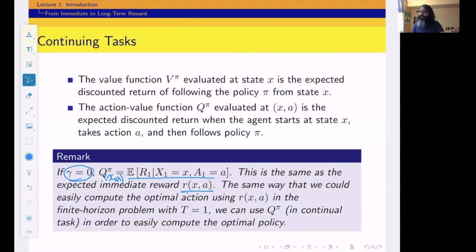When we had R of x and a, we could easily compute the optimal value function by taking the argmax of R of x, a. Here, in the same way, when Q pi is the same as R, if we take the argmax of Q pi of state x and action a for the case of gamma equal to 0, we get the optimal value function. So this is essentially an easy way to compute the optimal value function, the same way that having R of x and a made it easy. When gamma is larger than 0, the argument is not the same, of course, but you will see that the result is the same in some detail, but we get to that later.